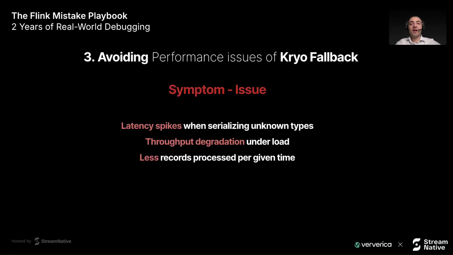The third issue is avoiding performance issues with the Kryo fallback. Again, the symptoms in our application are latency spikes and degraded throughput in our Flink application, especially under load, and fewer records processed per given time. Of course, this is a significant indication that our Flink application's throughput is low and the latency is high.